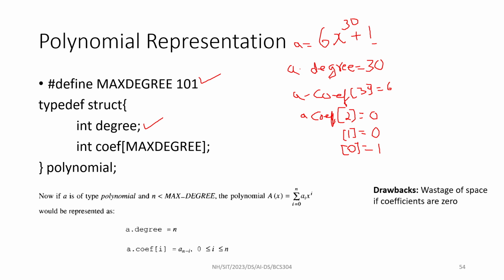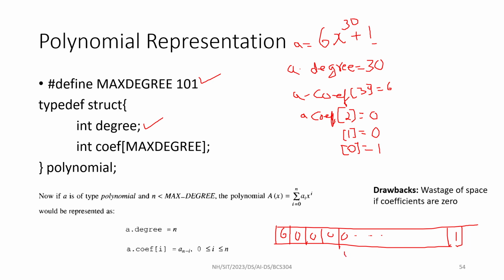Before taking it, I'll show you the diagrammatic representation of this one. We'll take 30 only. That means how much space you have to reserve? 30 plus 1, 31 places you have to reserve. Like this, I'm able to represent this because it's a memory. Like that, A dot degree is 30. This coefficient is 6. Then 0, 0, 0, 0, dot dot dot. The last term value is 1. So this much space is wasted in this representation.